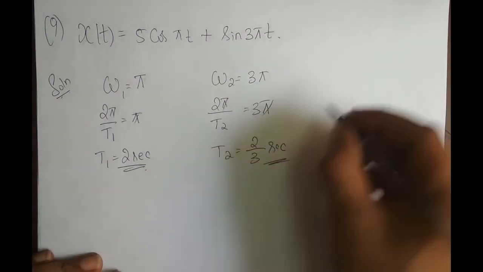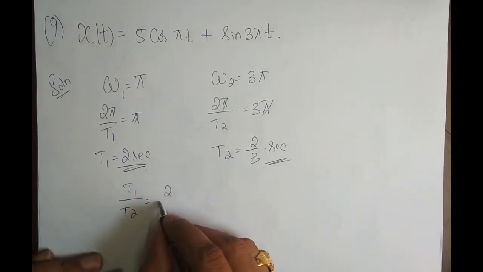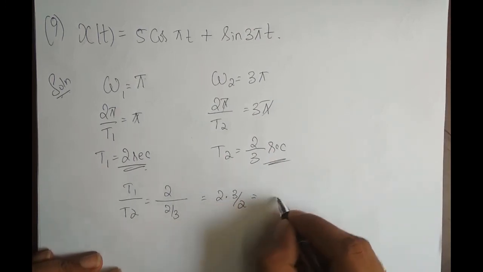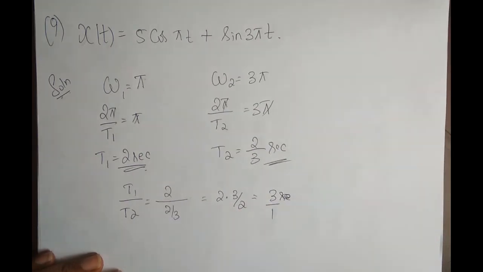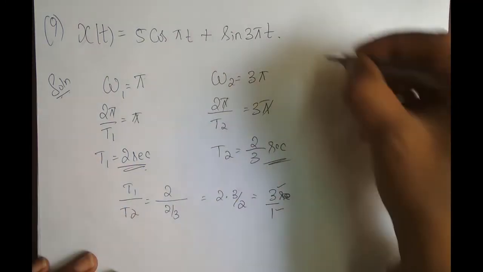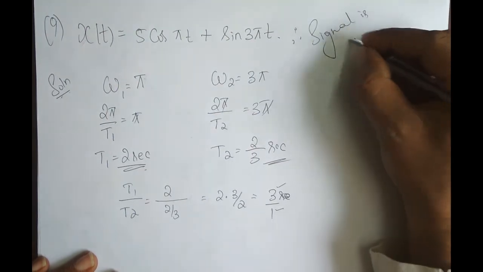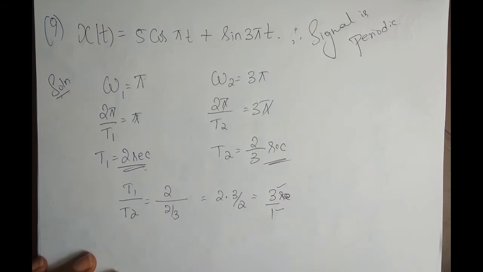Right. So now I have to check the ratio. T1 by T2 is equal to 2 divided by 2 by 3. So this is equal to 2 into 3 by 2, which is equal to 3 by 1, right? Since numerator is an integer and denominator is an integer, the signal is periodic. Why periodic? Because both numerator and denominator are integers, so it's a rational number.